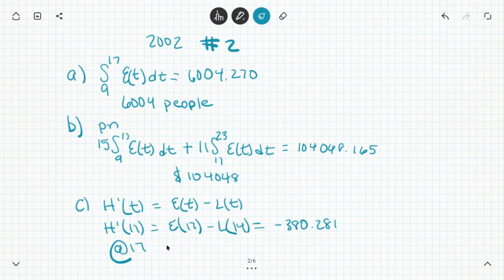So at time 17, the number of people is decreasing at 380.281 people per hour.